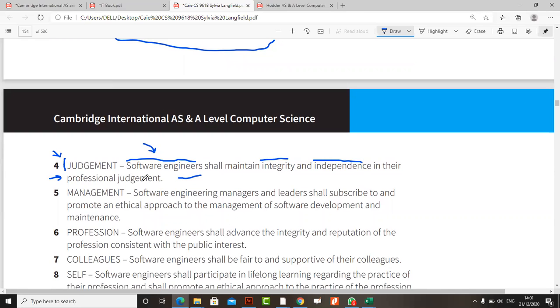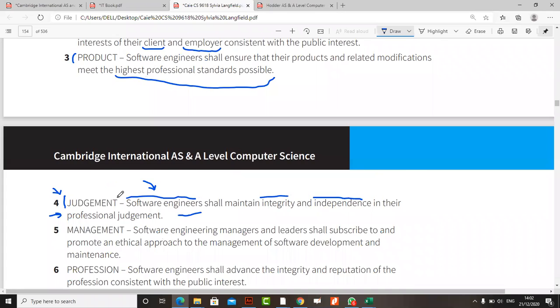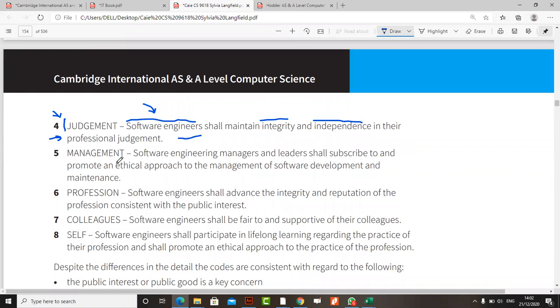So we're talking about individuals. Yes, we're talking about individuals. We are talking about software engineers and programmers. But these are the points that we're discussing: the public, the client, the product, the judgment, the management.